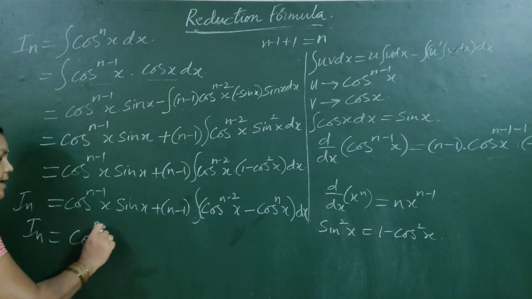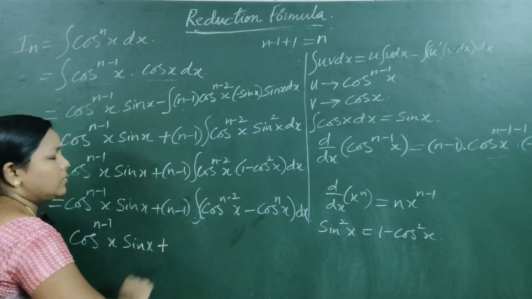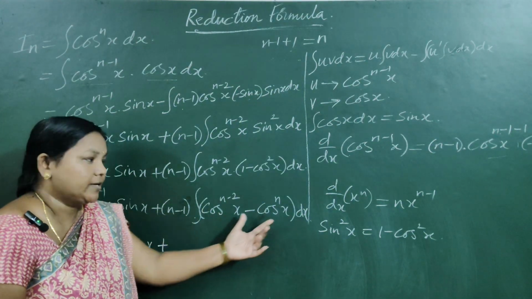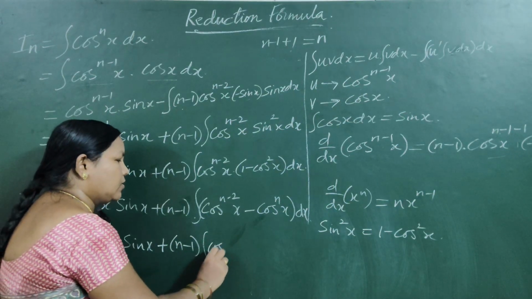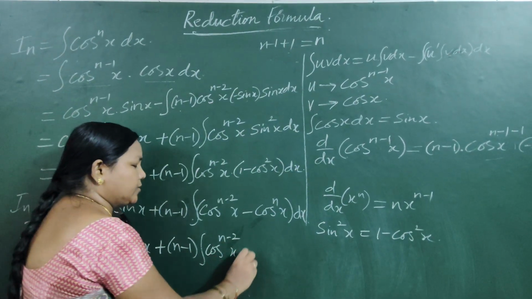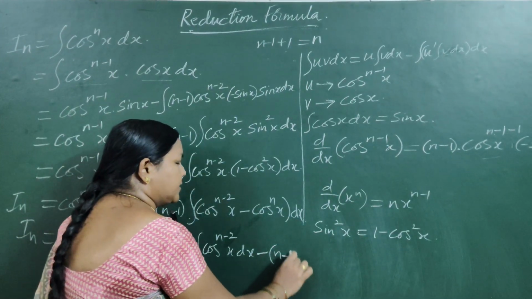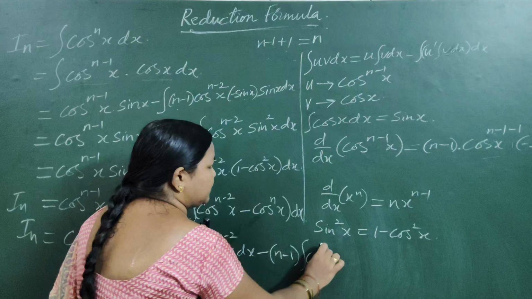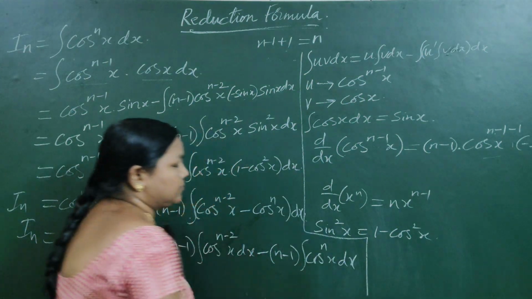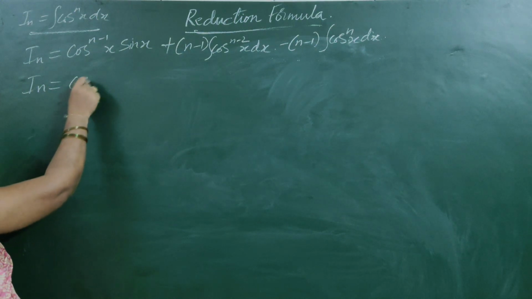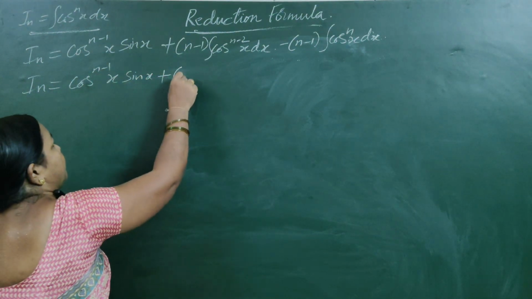Next, cos power n minus 1 x sin x plus, we have to separate these integrations. That is n minus 1 into integration of cos power n minus 2 x dx. Next, plus into minus is minus n minus 1 integration of cos power n x dx. Here I n is equal to cos power n minus 1 x sin x plus n minus 1.